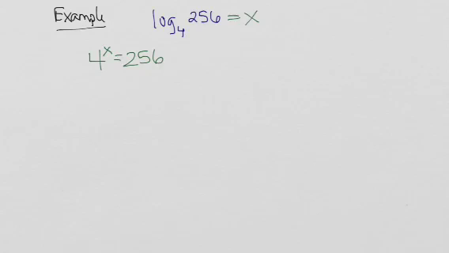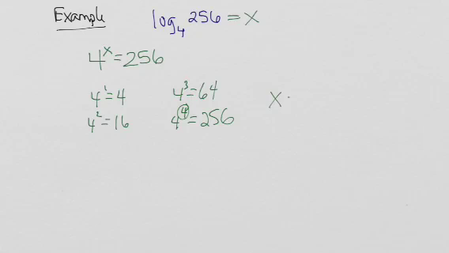So again, now I'm going to do a little guessing and checking. 4 to the first power is not right. 4 to the second power is 16. 4 to the third power, you probably don't know that off the top of your head, so you use a calculator. It's 64. And then 4 to the fourth power, which again I don't expect you to know, turns out it is 256. So there's my answer. There's my missing exponent. x equals 4.